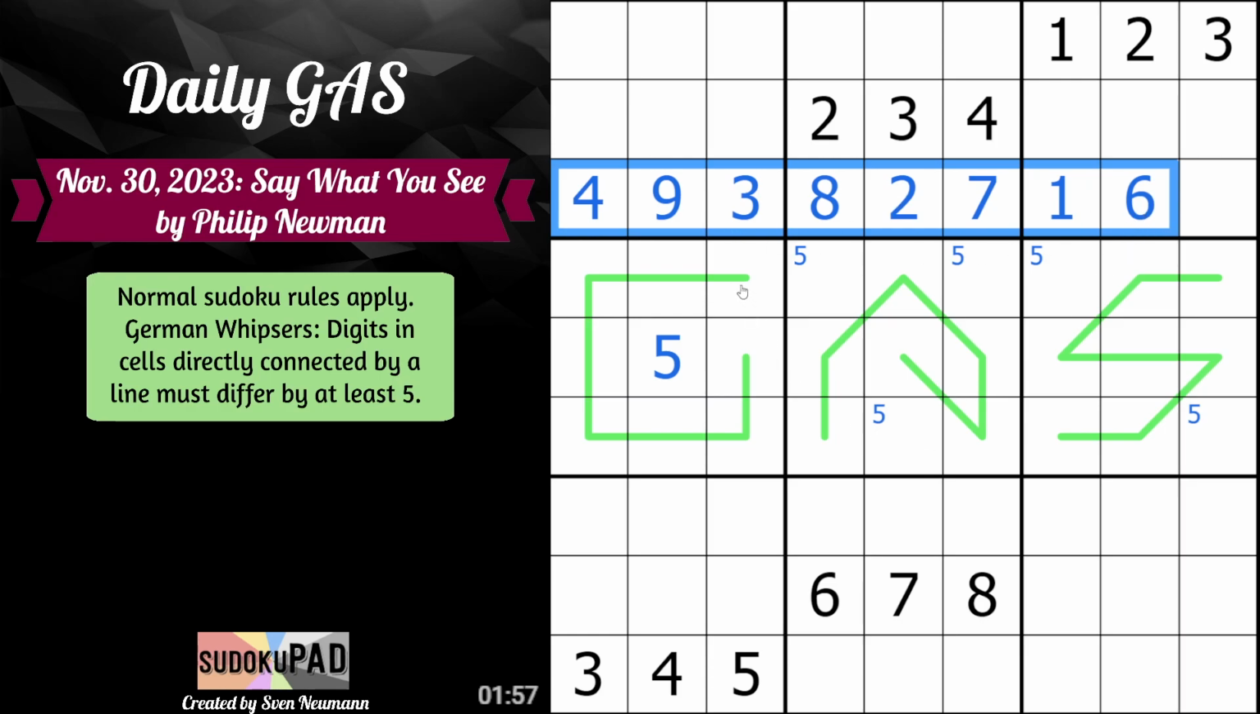So if we try to place 4, 9, 3, we break right away. So I'm assuming this is correct, 493 is going to have to be placed this way. So I will start by coloring this pink because pink is the color that I use for those.